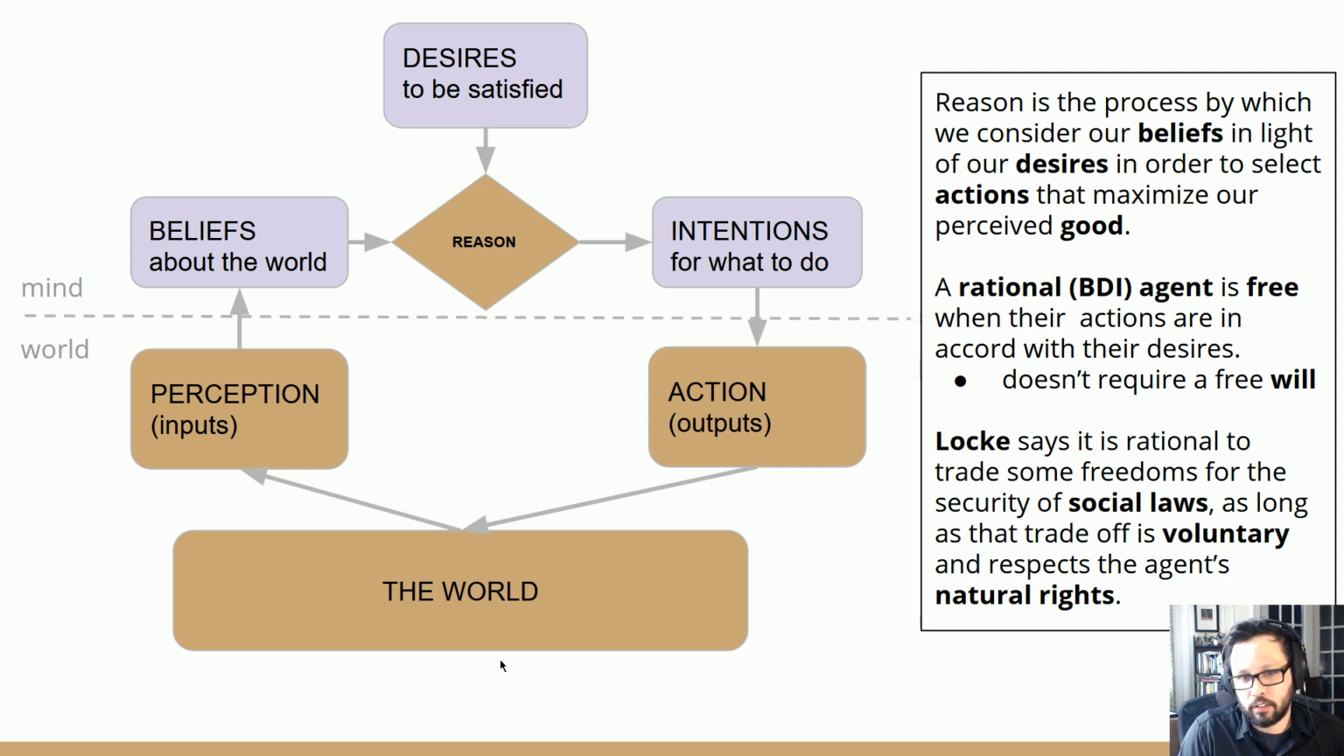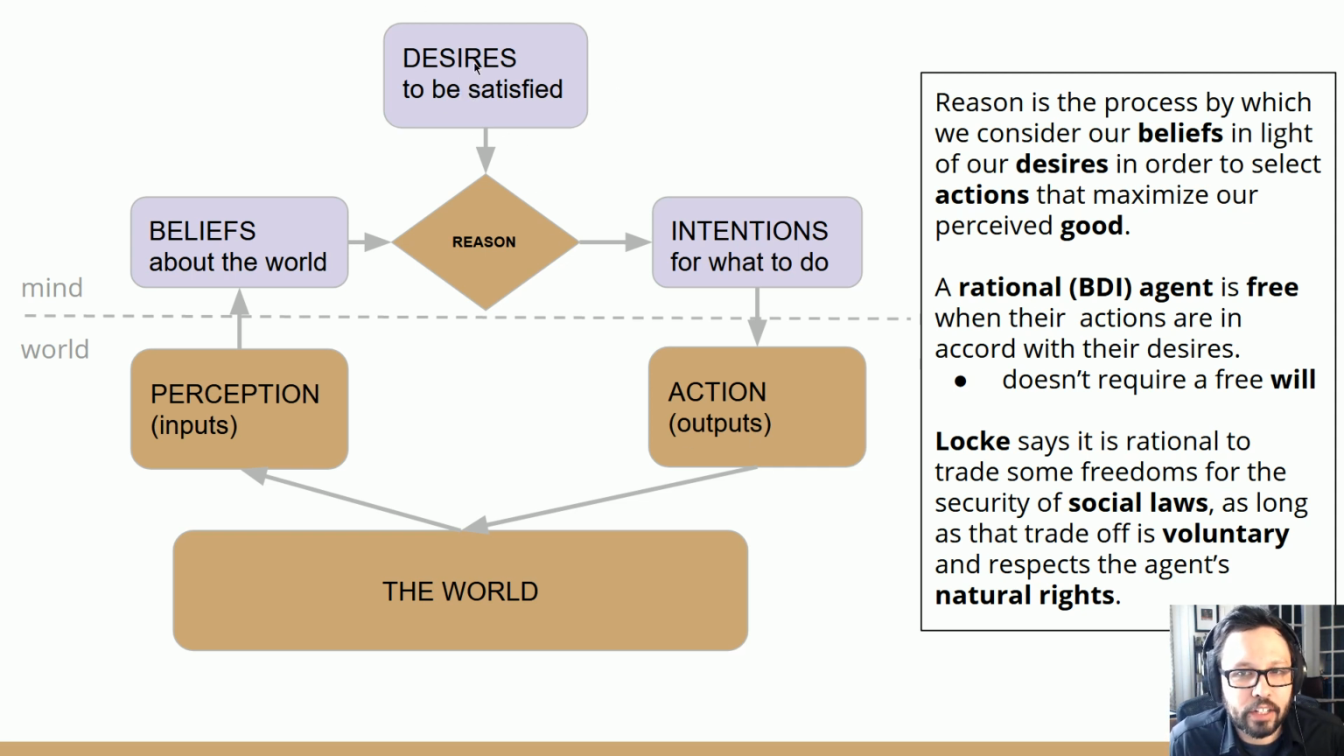So this is Locke's idea of what an agent is doing. They're trying to maximally satisfy their desires in light of their beliefs by forming intentions for action. This is maybe a more modern way of putting the story, but this is the general framework. So Locke's idea is that actions are free. Actions are free when they correspond to desires, when I'm doing what I want.